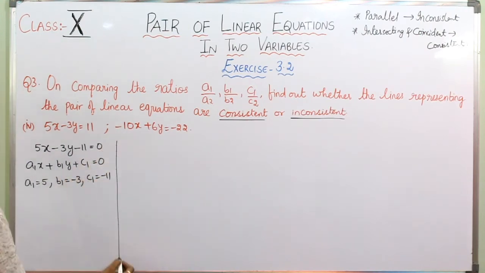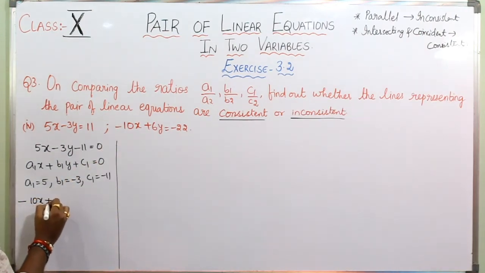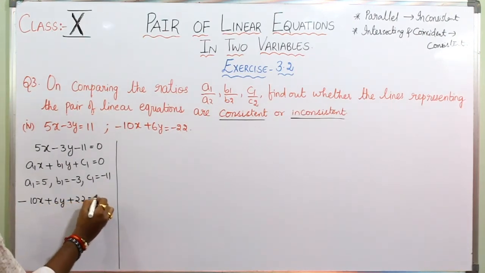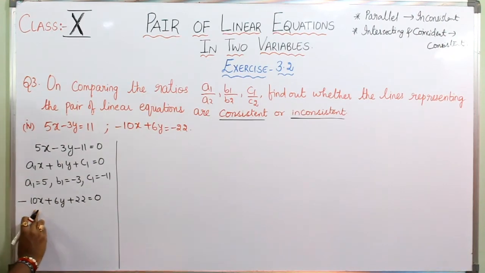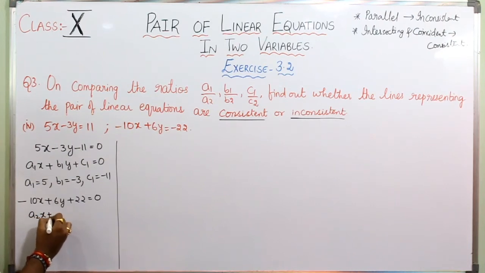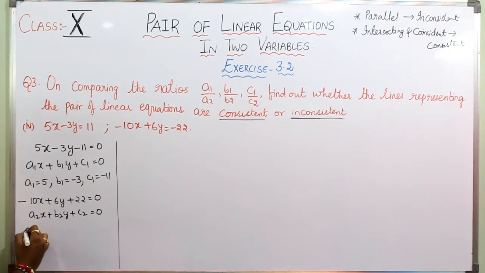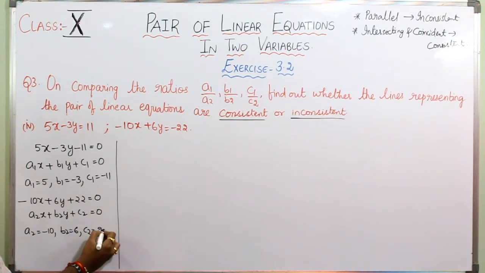Okay. Now consider the second equation, that is minus 10x plus 6y plus 22 is equals to 0. Here you can take minus common or you can keep it like this also, no problem. Now compare it with a2x plus b2y plus c2 is equals to 0. Then you will get a2 as minus 10, b2 as 6 and c2 as 22.